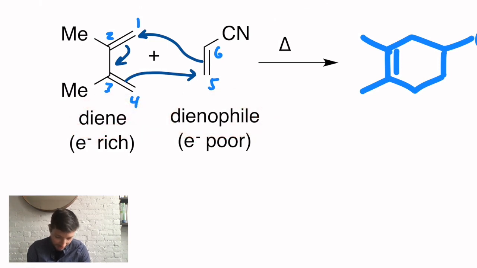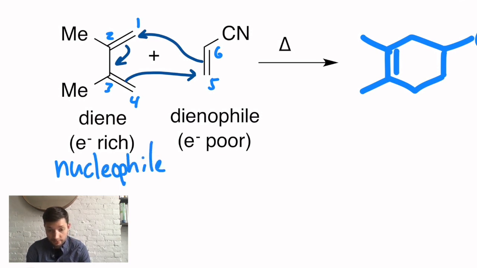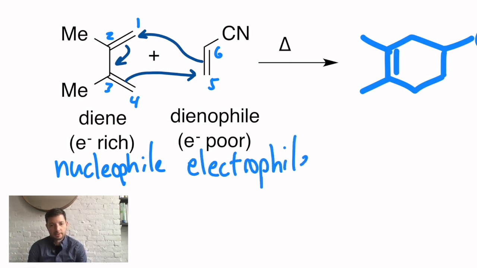And I've already mentioned the diene wants to be electron rich. That's because this is the nucleophile. Conversely, the dienophile is electron poor. That's the electrophile. There is such a thing as an inverse demand Diels Alder where you switch that, but for the most part, this is what we're going to see.